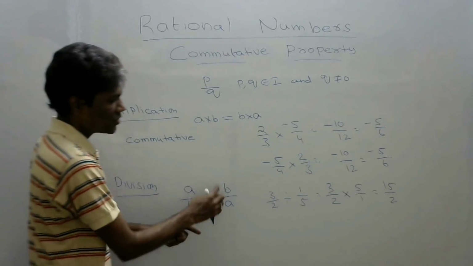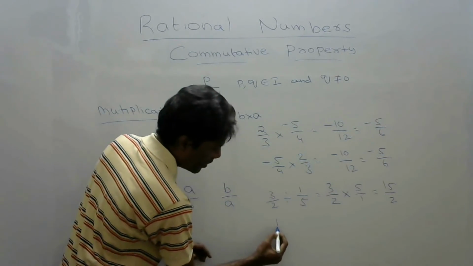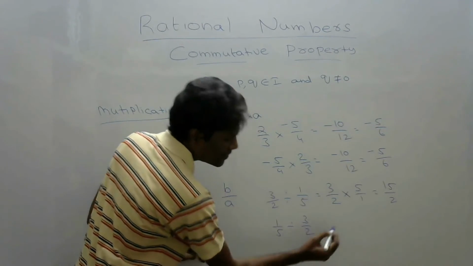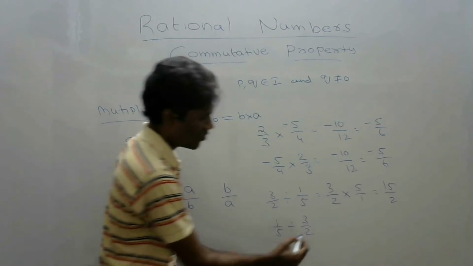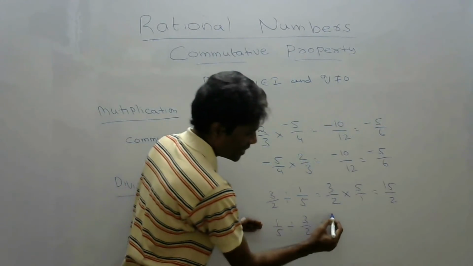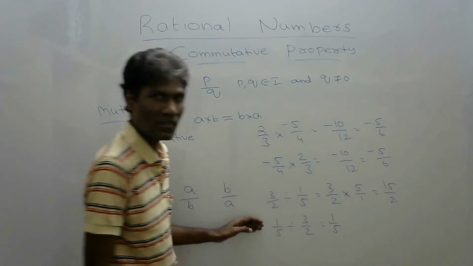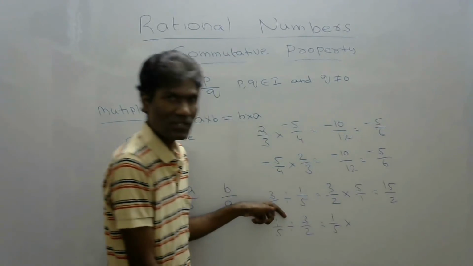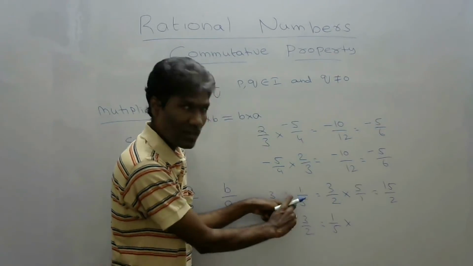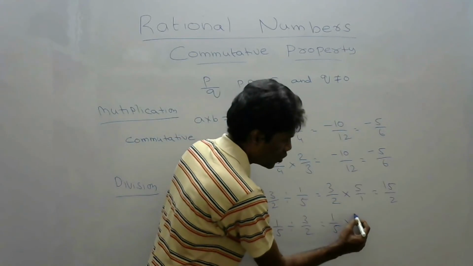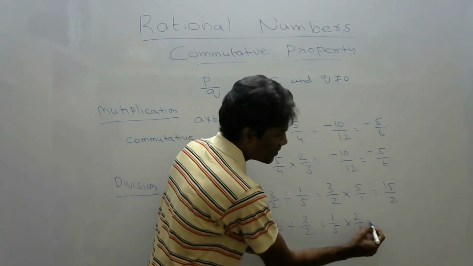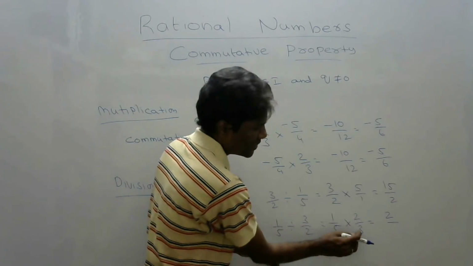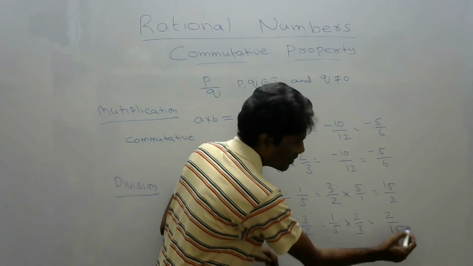Now, let us do B by A. That is 1 by 5 divided by 3 by 2. So, what we do, we will write the first term as it is, 1 by 5. As this symbol is division, we will write it as multiplication. Then, we will take the reciprocal of it, 2 by 3. 1 into 2, 2 by 5 threes are 15.